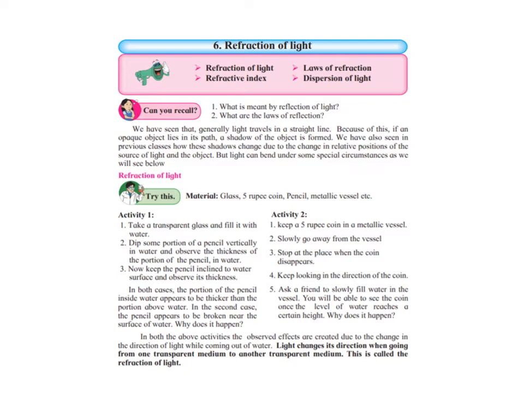So from both these experiments, what we see is that light bends when it is traveling from one particular medium to another. That means from solid to liquid, liquid to gas, or gas to solid, from any medium when it is traveling. This in simple words is called as refraction. Now, refraction is defined as light changes its direction when going from one transparent medium to another transparent medium. This is called refraction of light.